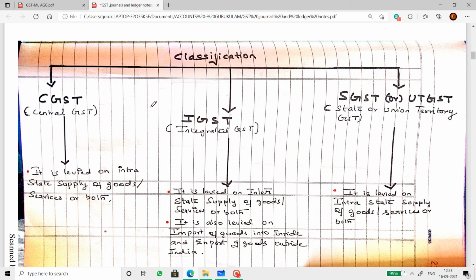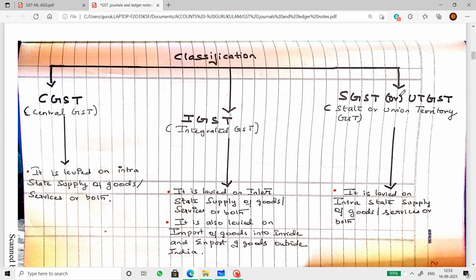Now, let us assume the sale is happening within the state. When the sale is happening within the state, both CGST and SGST are levied. If the GST rate is, imagine, 12%, 6% will be called Central GST and 6% will be called State GST. So that means out of the total GST collected, half the amount will go to the central government and half the amount will go to the state government. This is when the sale is within the state.